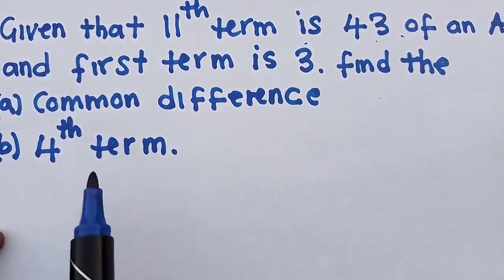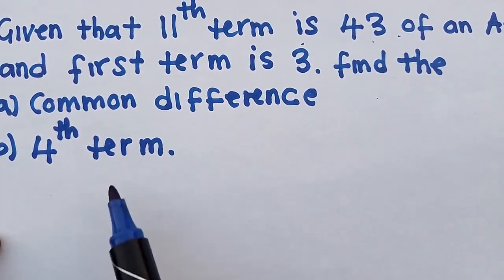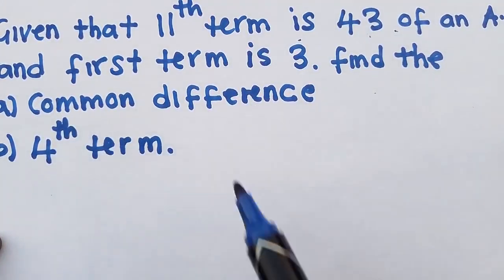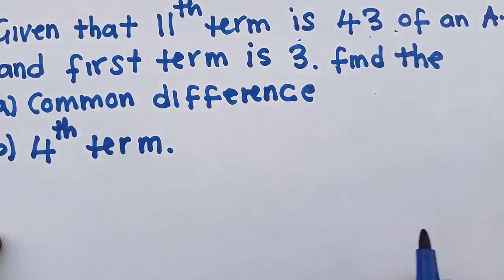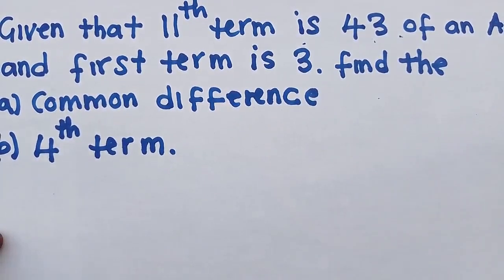It is saying that we are given the 11th term, and we are also given the first term. So how can you find the first answer, which is the common difference? The way in which we are going to find the common difference is very simple. This is what you are going to do.